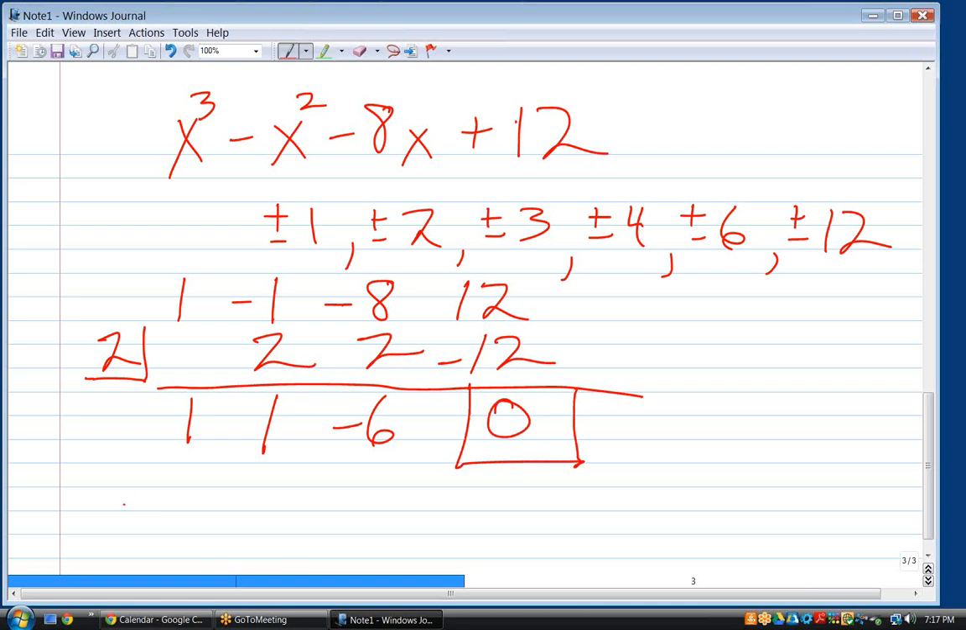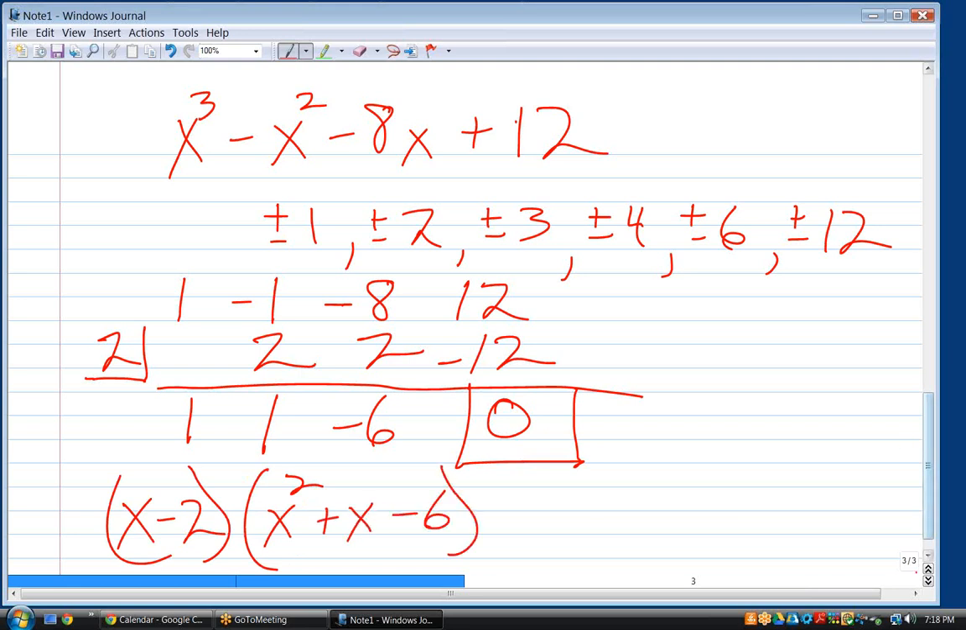What are my factors now that I know for this polynomial? I can now break it up into a linear factor and a quadratic, and I may or may not be able to factor the quadratic. I'm going to be able to, but let's do that in a second step. What's the linear factor? X minus 2. Quadratic? X squared plus 1x minus 6.